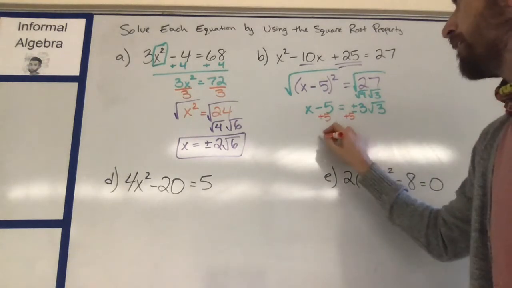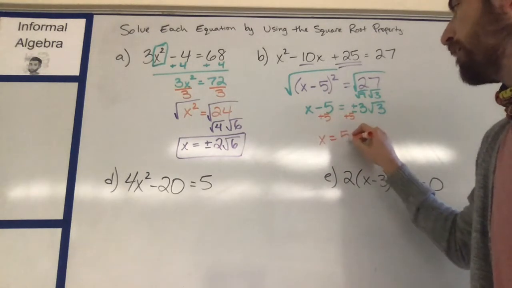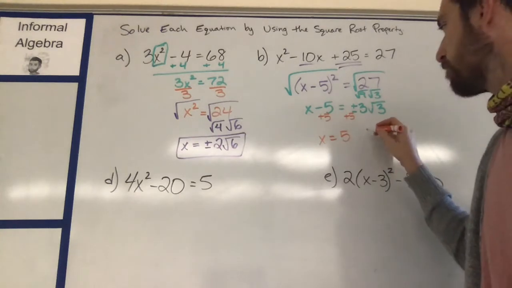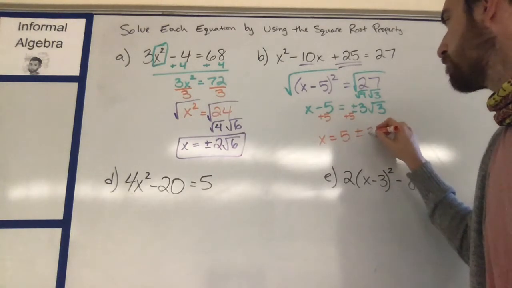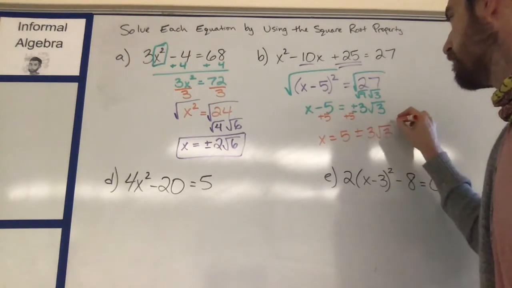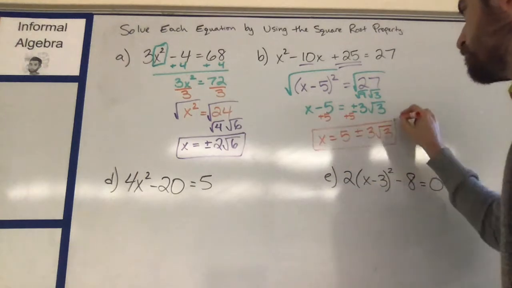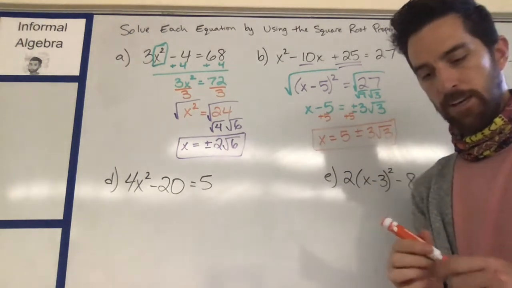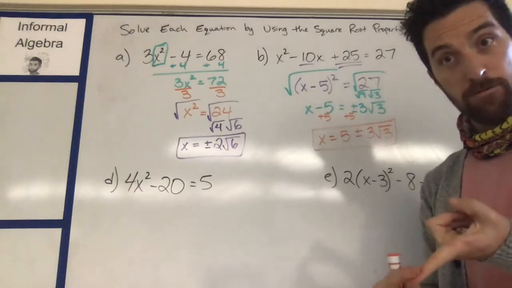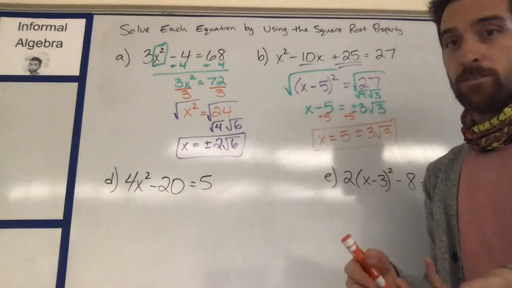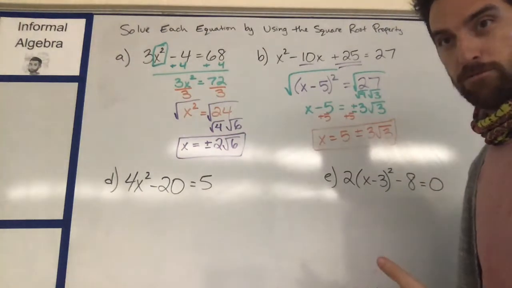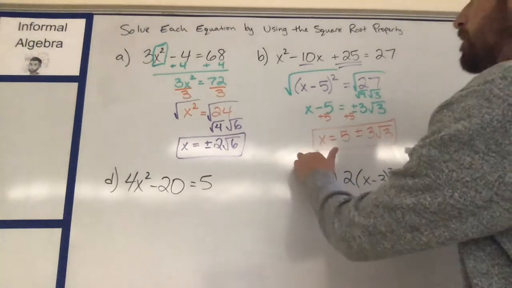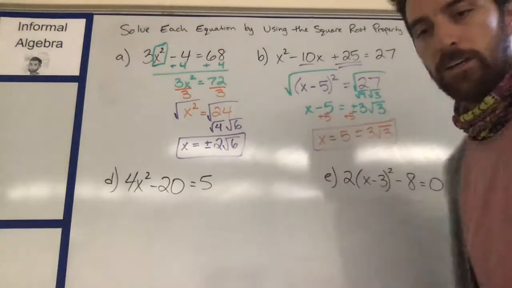So we're going to have x equals 5, and then we're just going to write it, plus or minus 3 root 3. Now that technically gives you 2 different answers. That's saying x could equal 5 plus 3 root 3, or x could equal 5 minus 3 root 3. Both answers are included, and they both work in the original equation.